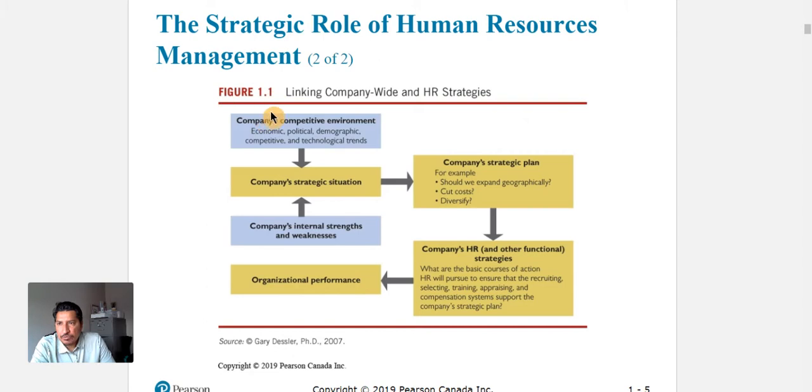This is figure 1.1, linking company-wide and HR strategies. Now, you see the company's competitive environment, the company's strategic situation, and the organizational performance. So this is how the company's strategic plans, for example, should we expand geographically, cut costs, diversify? The answers come from human resource. Then what are the basic courses of action HR will pursue to ensure that the recruiting, selecting, training, and pricing and compensation system support the company's strategic plan? So this is a part of your organizational performance.